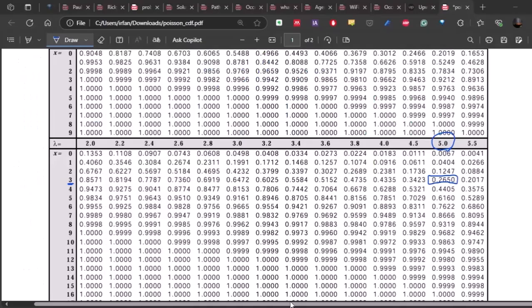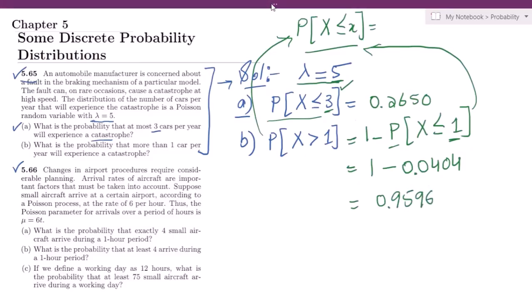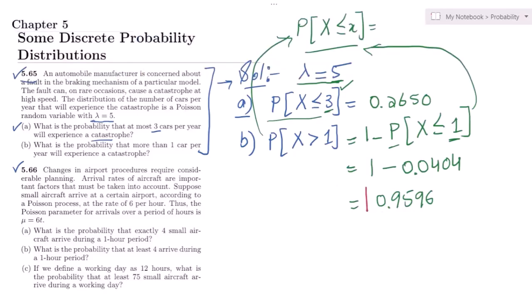So let us move to the probability table where the value of lambda is still 5 while the value of x is 1. Here it is, 0.0404. Once I subtract it from 1, it would be 0.9596, and that is basically the solution of part B of my question. This is part A and part B, and all of this is the solution of question 5.65.